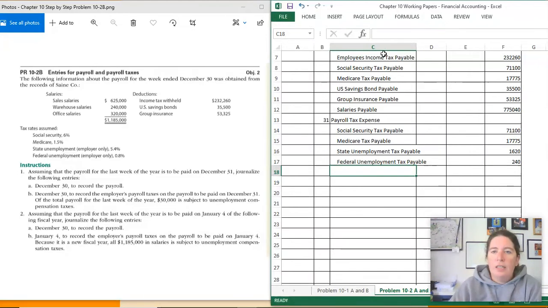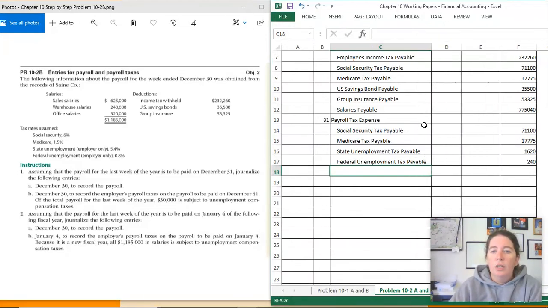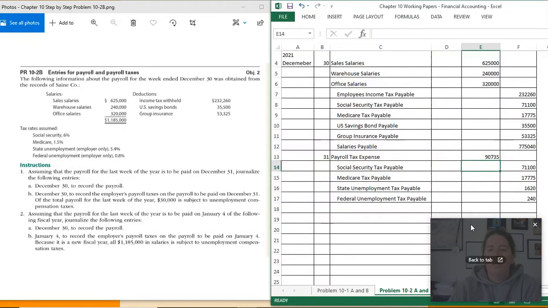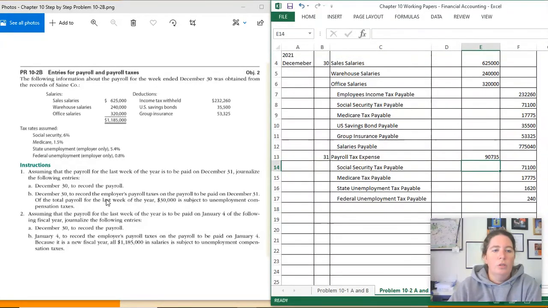Now, those are all of the taxes that I have to pay as an employer. So my payroll tax expense is going to just be the sum of all of these numbers. And again, I'm going to let Excel do the math for me. You're more than welcome to grab a calculator and add those together and then type the number in. So my payroll tax expense is $90,735. Whoops, I put that in the wrong spot. Okay, so there's what those first two journal entries for your payroll look like.